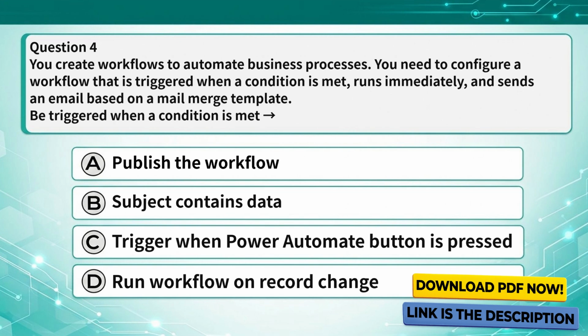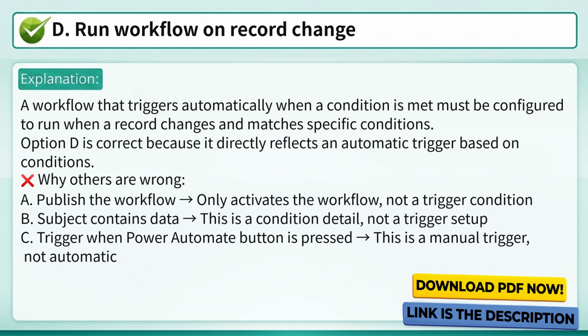Question 4. You create workflows to automate business processes. You need to configure a workflow that is triggered when a condition is met, runs immediately, and sends an email based on a mail merge template. Be triggered when a condition is met. A. Publish the workflow. B. Subject contains data. C. Trigger when Power Automate button is pressed. D. Run workflow on record change. Correct answer: D. Run workflow on record change.